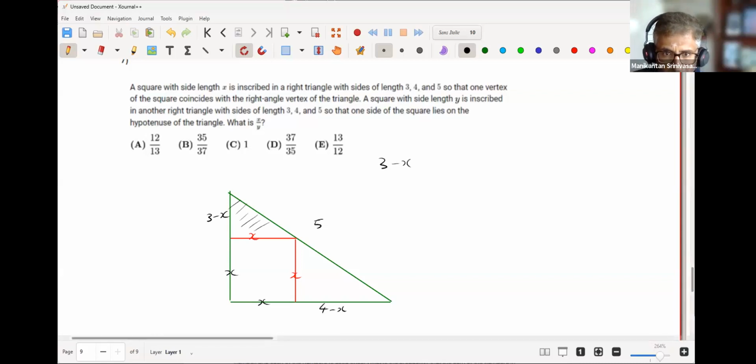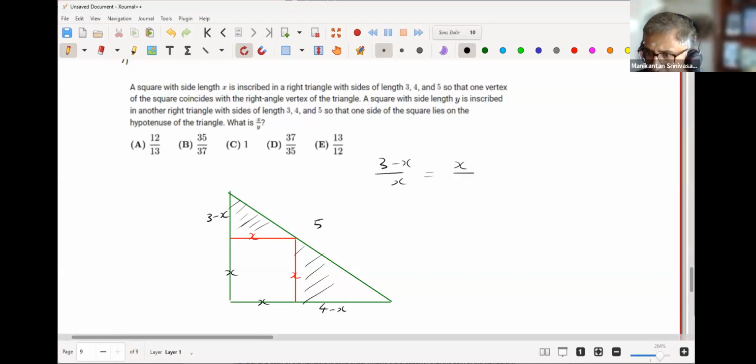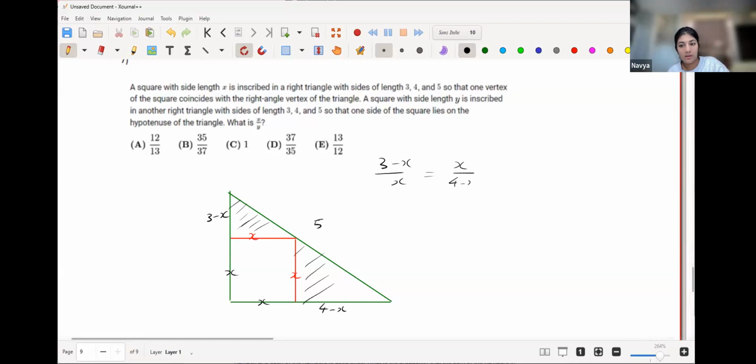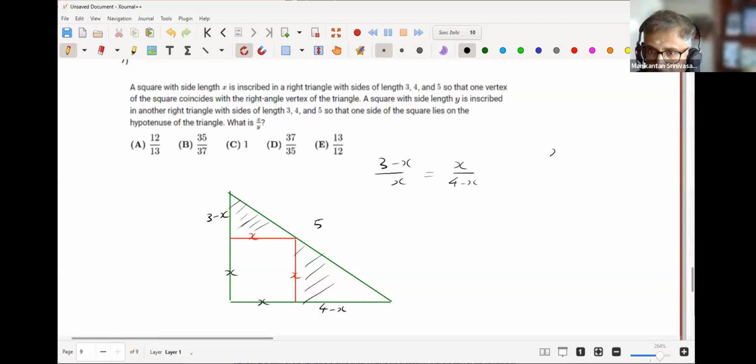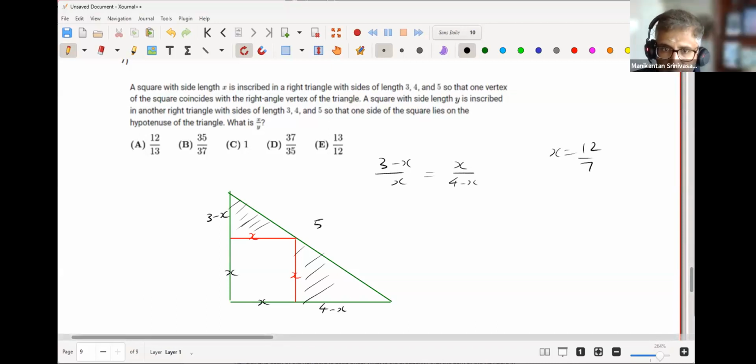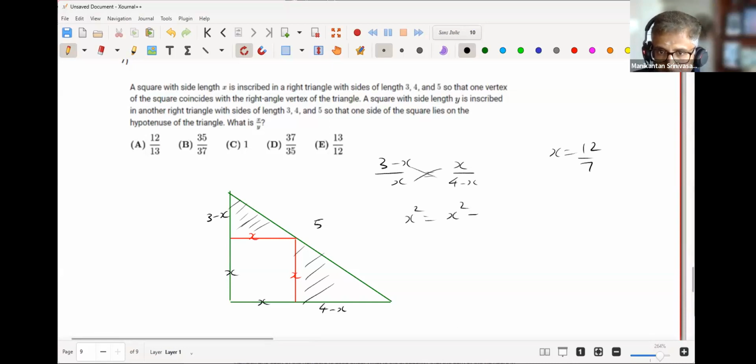We just do 3 minus x by x. This ratio should match x by 4 minus x. Sorry, Navya, you're saying something? X is 12 by 7. 5 by 7? 12 by 7. 12 by 7. Yeah. So x square, let's multiply. X square is x square minus 7x plus 12. So 7x equal to 12, x equal to 12 by 7.